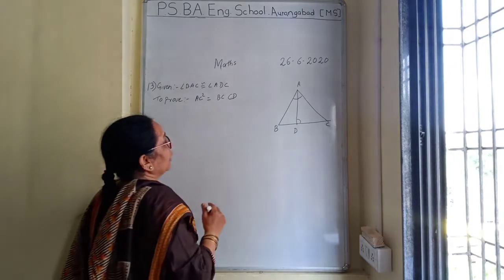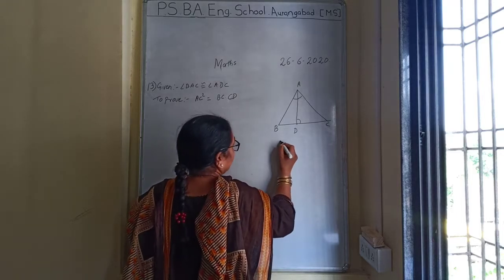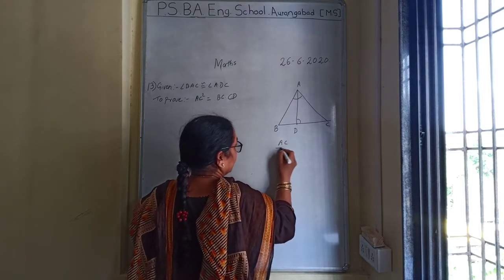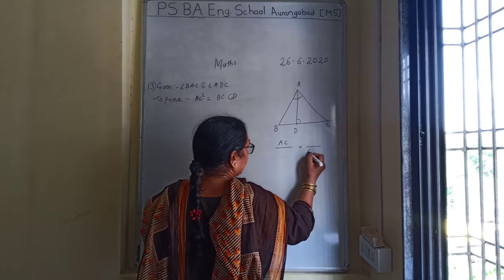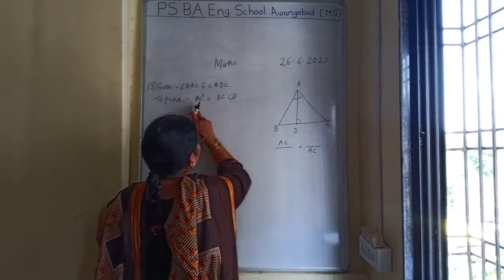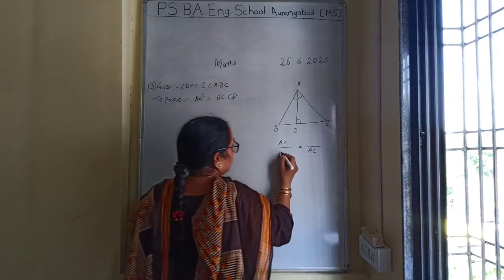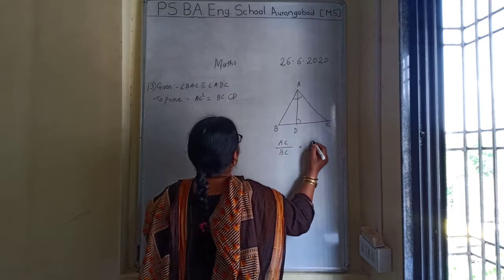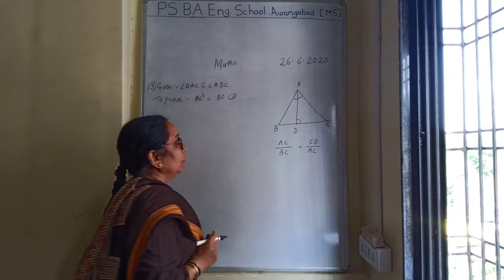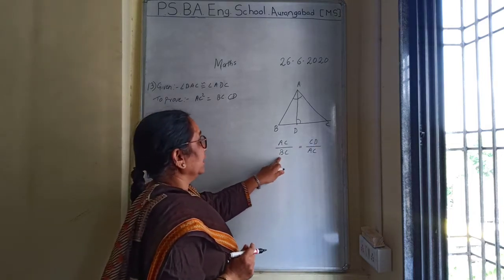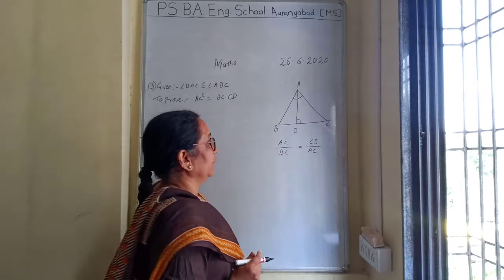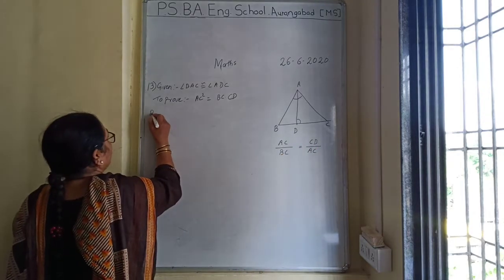Now here we are going to write AC square means one AC must be in the numerator and the other must be in the denominator, so that cross multiplication will give AC square. Now write down here BC and here CD. Now the triangles will be ACD, ABC and ACD. Correct? Now prove.